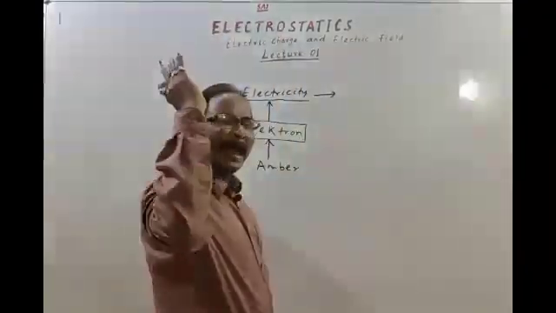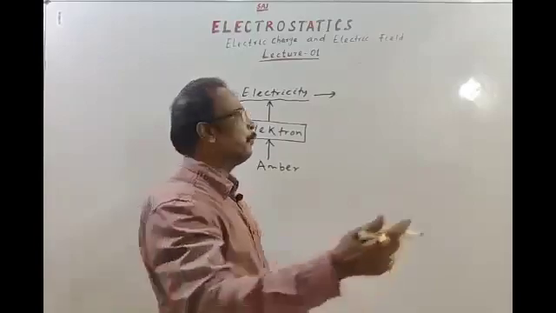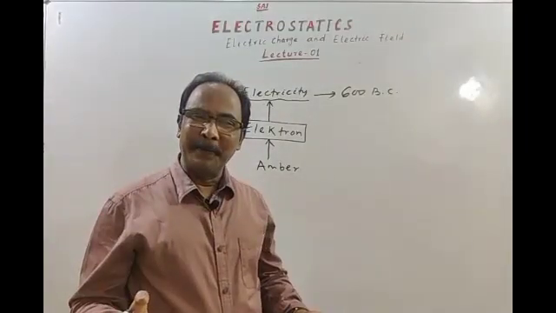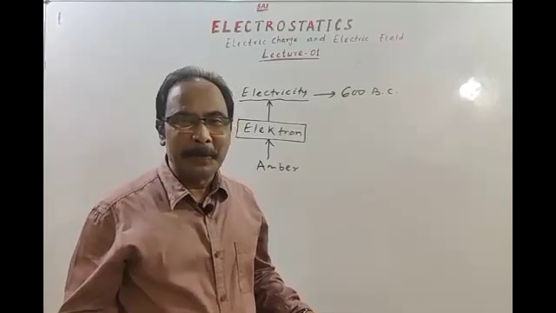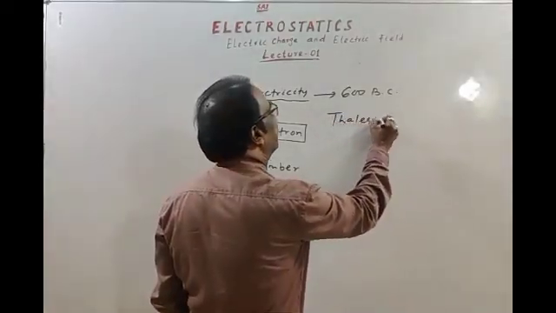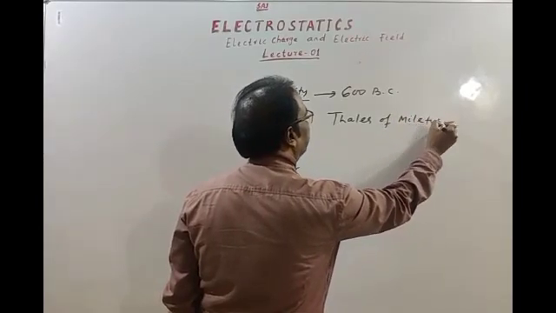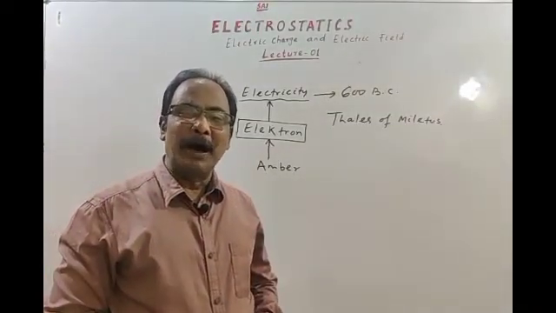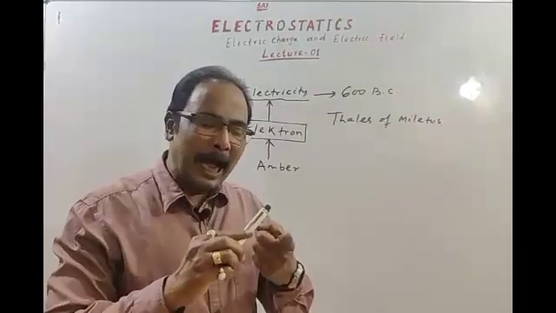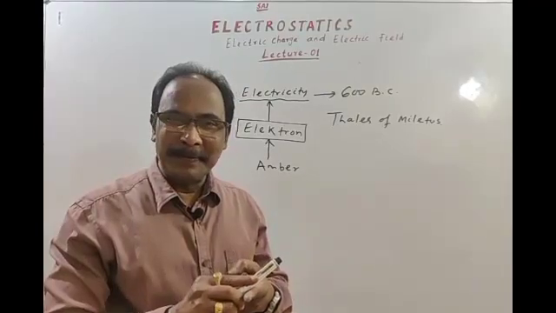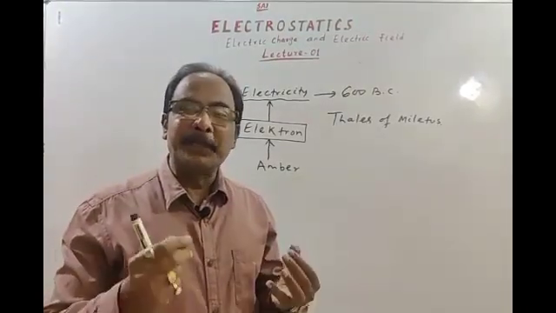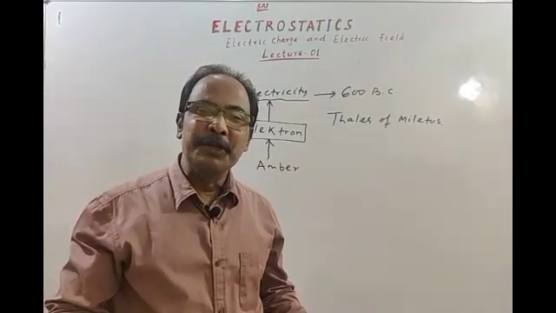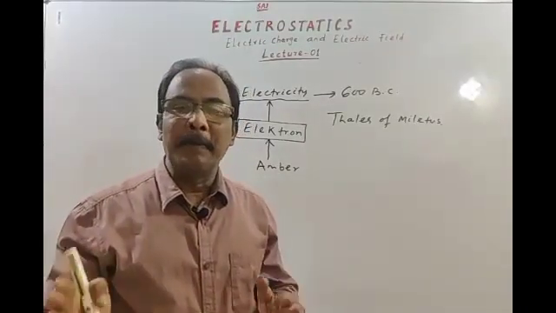Origin of electricity goes back to 600 BC. And discovery of electron is credited to Greek philosopher Thales of Miletus. In 600 BC, Thales of Miletus observed that when amber is rubbed against fire, what is amber? Amber is a yellowish resinous substance, stone-like substance, usually found at the shore of Baltic Sea.